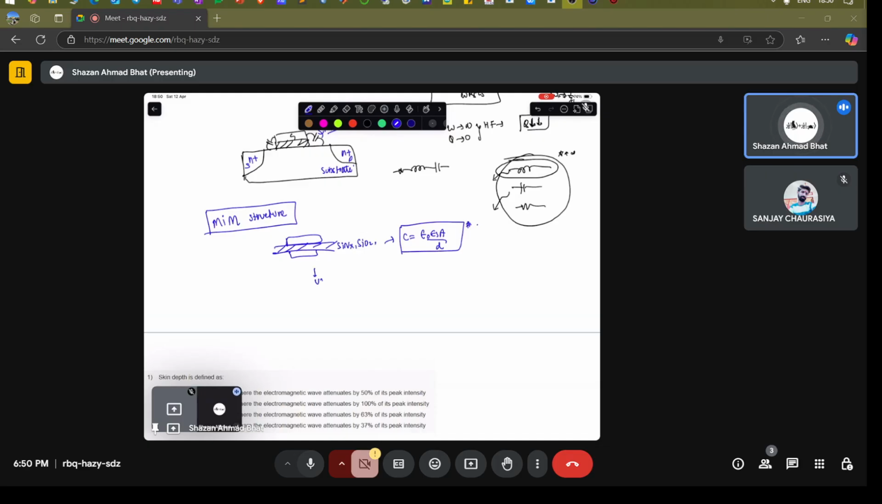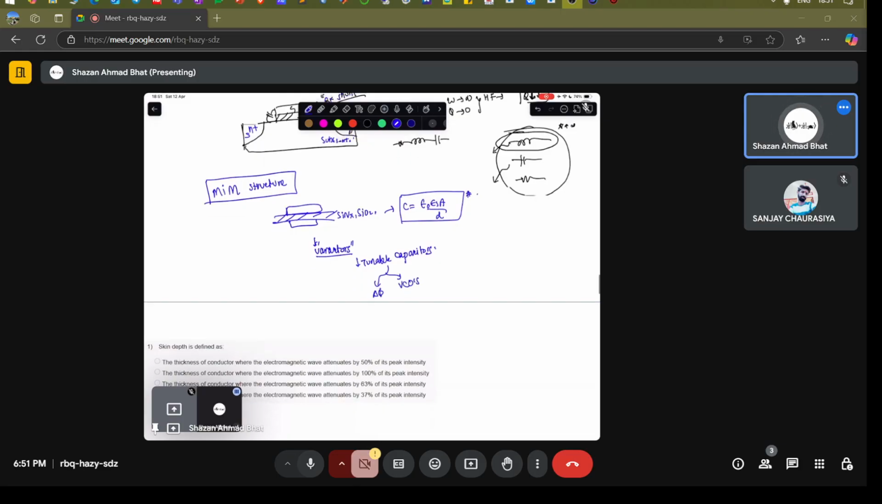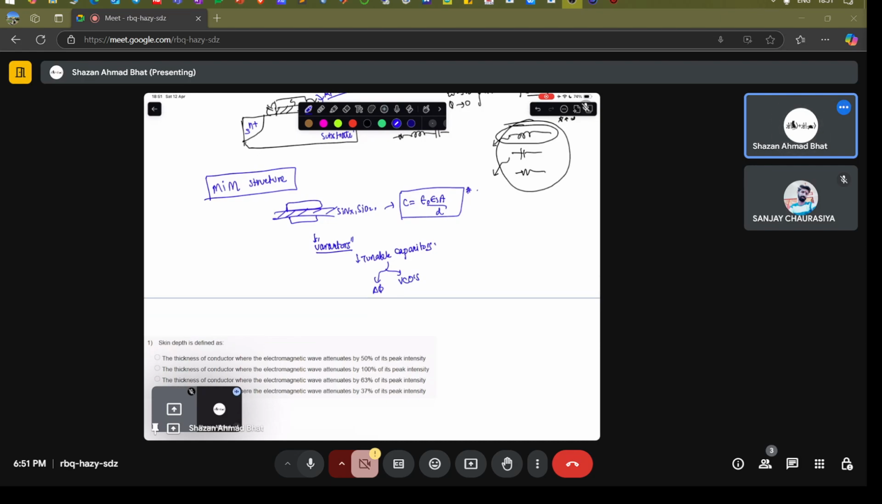Mostly they are used in varactors, which have been covered, I guess, in week 5 or week 6. I don't know, but they have been covered in something called tunable capacitors. Tunable capacitors, okay, can be used for the phase changes. These can be used in voltage controlled oscillators and other things. So they are able to tune the delays also.